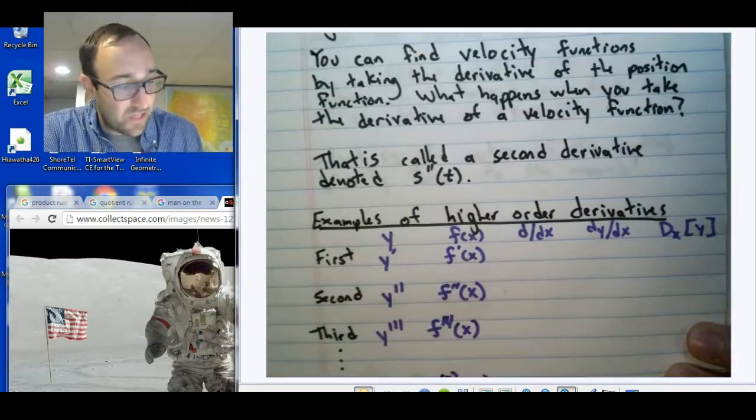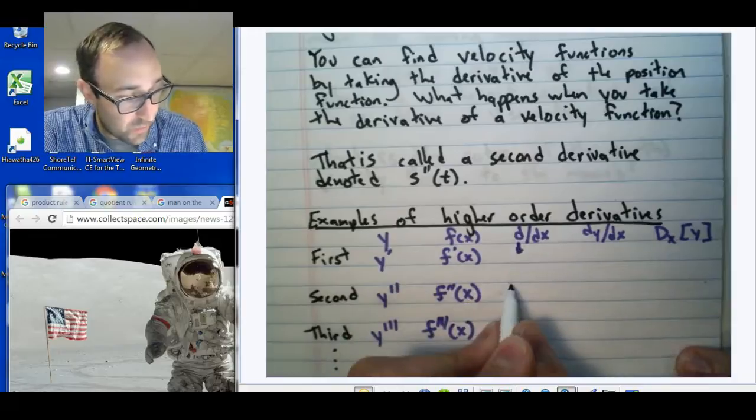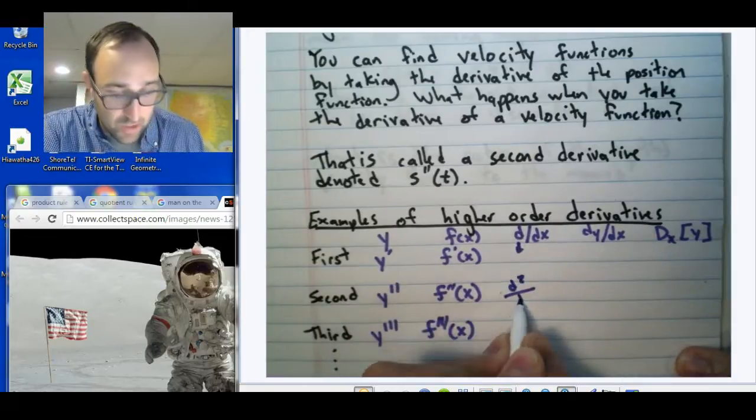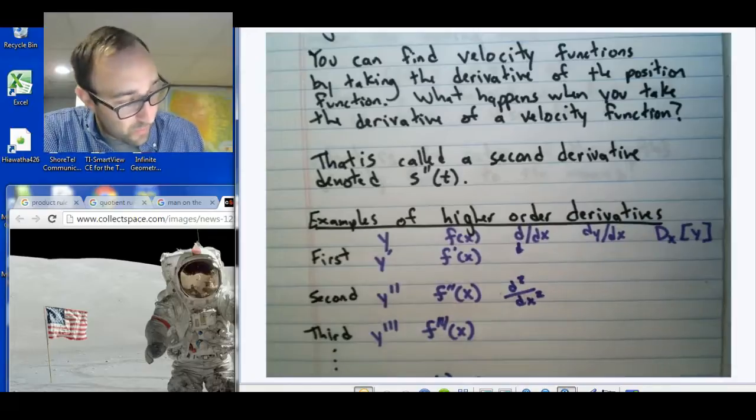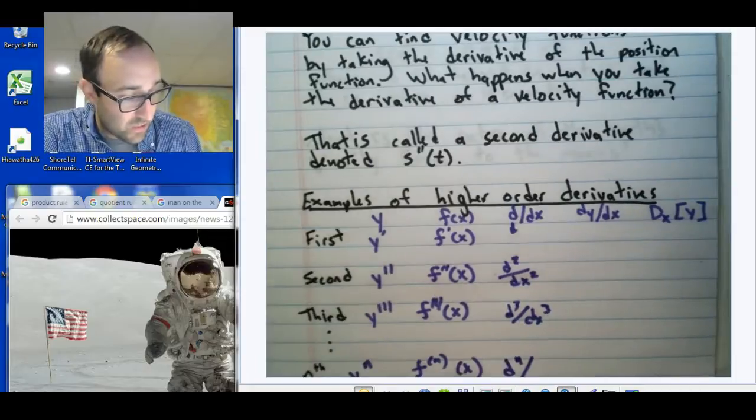Okay, we also have d dx, which is the first derivative. The second derivative would be d squared over dx squared. And then the third derivative is d cubed over dx cubed. And then that would be d to the n over dx to the n.